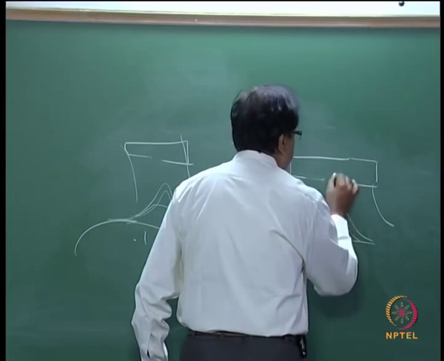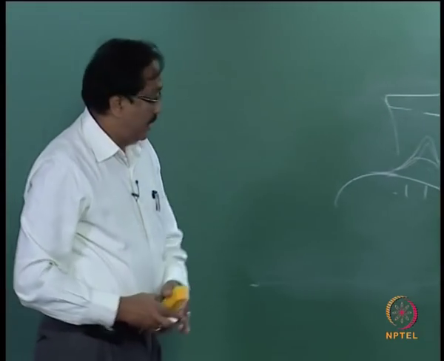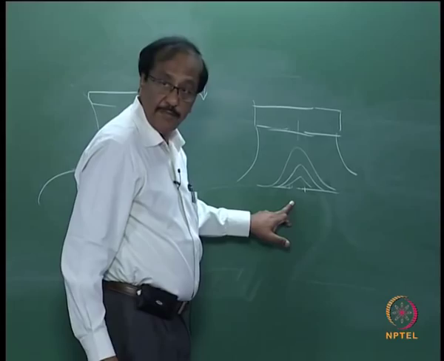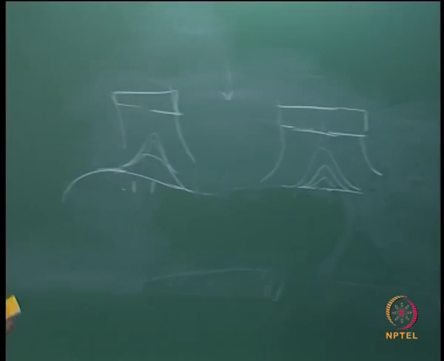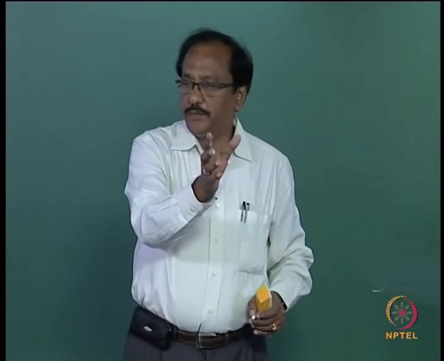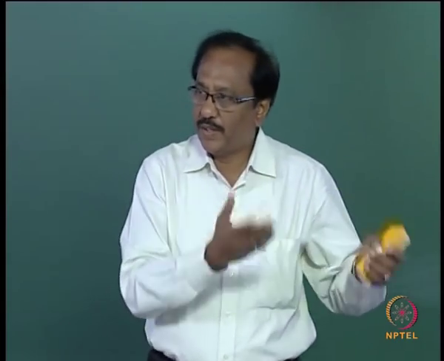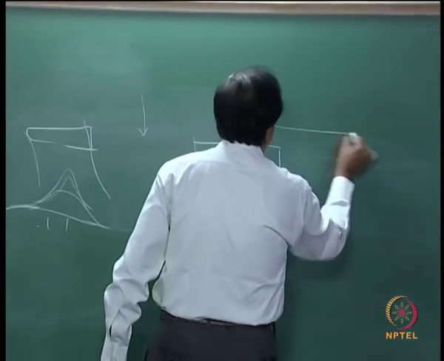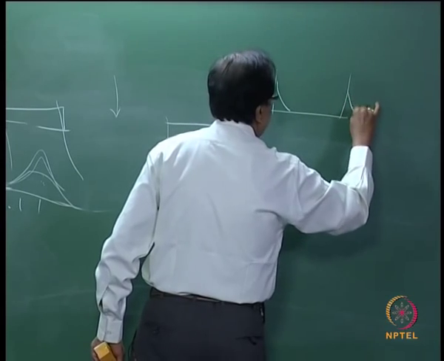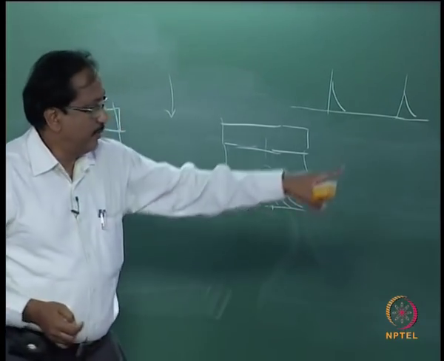The formation will advance towards the breakwater. I am not talking about the stem, okay. If the stem is there, then this will be acting like this. So you will have the beach advancing towards the breakwater, towards the T groin, similar to what we have seen in the case of a groin field. Due to a groin field it will be like this, and due to the breakwater it will be like this. The combination would look something like this.